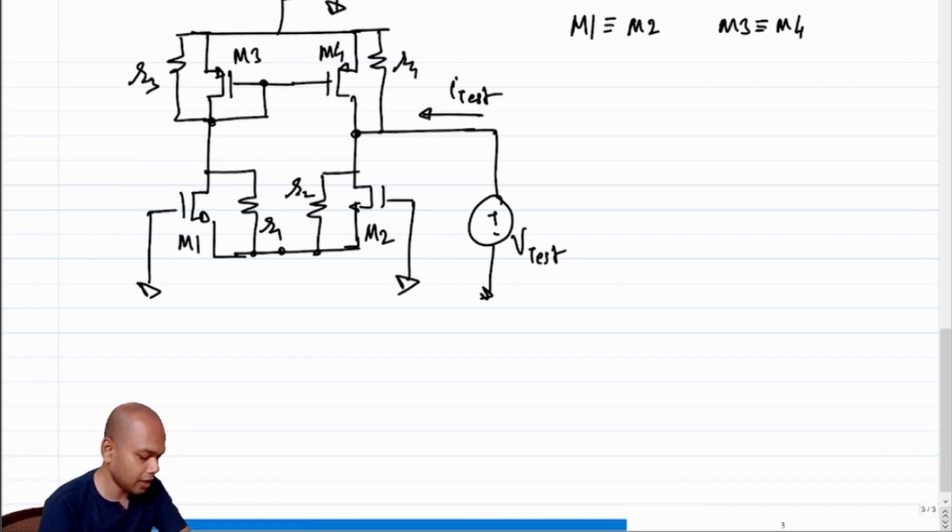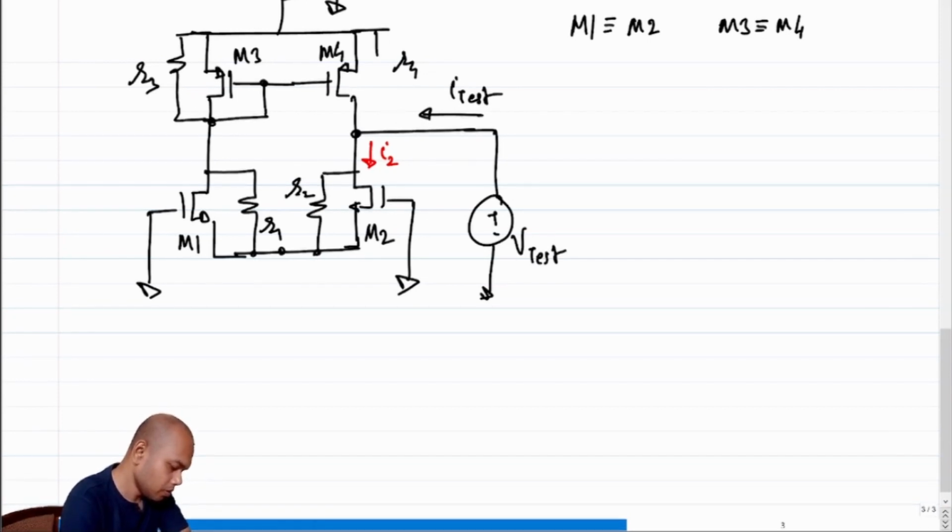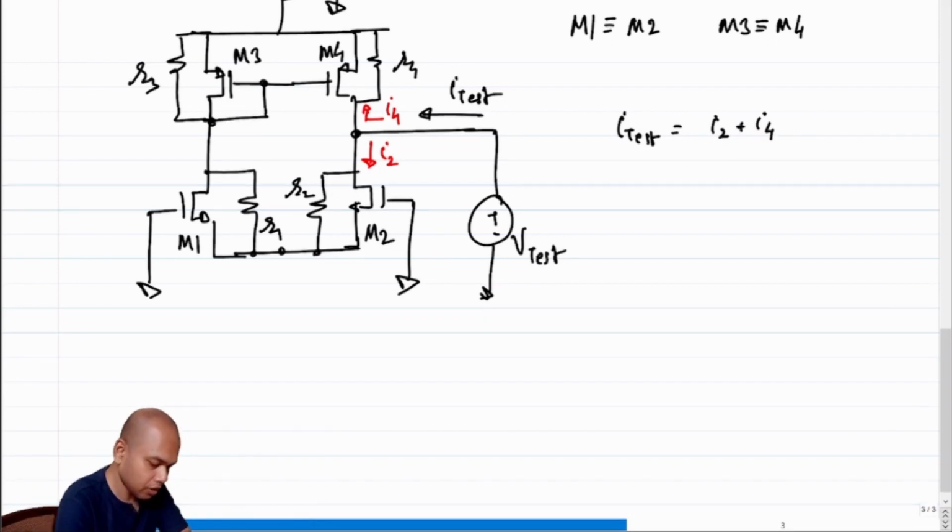So just like in previous cases, we would like to break this problem into multiple parts. We recognize the fact that there will be an incremental current flowing into the drain of M2. Let's call this I2. And we also recognize that there will be some current flowing into the drain of M4. Let's call this I4, right? So we know that I test is equal to I2 plus I4, and we would like to figure out what is I2 and I4 in terms of I test and V test, right? If we can do that, then essentially our job is done, right?